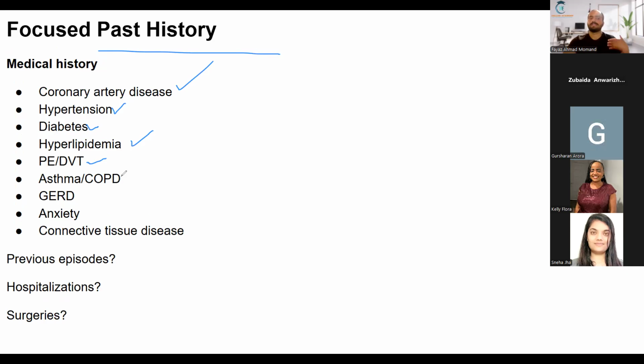Asthma, COPD: sometimes asthma can feel similar to just tightness and shortness of breath. COPD again can cause shortness of breath, and may cause chest pains if the patient has been using accessory muscles a lot. GERD, like reflux, anxiety, and ask about genetic conditions like Marfan's. If you haven't already, ask about previous episodes of chest pain and recent hospitalizations and surgeries. This should be covered in the medical history.